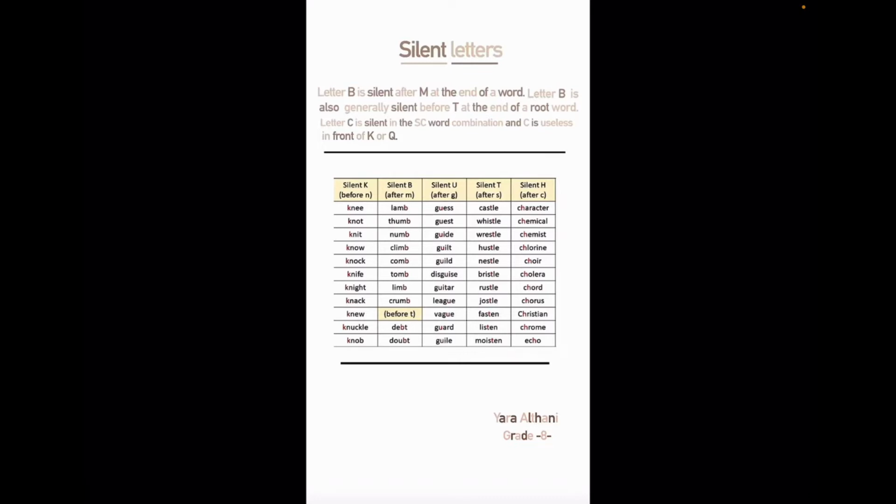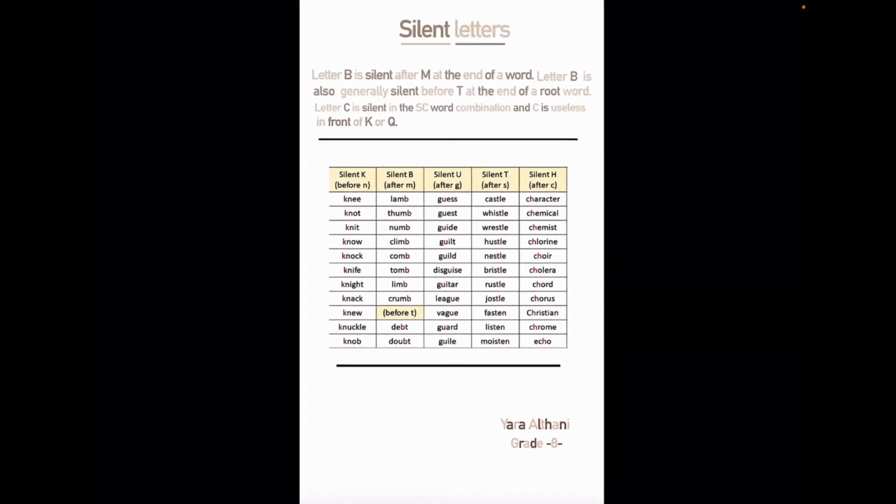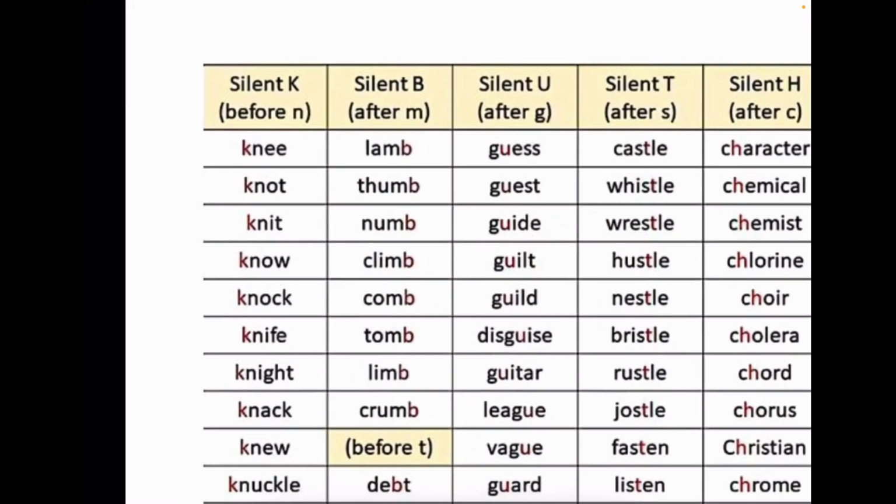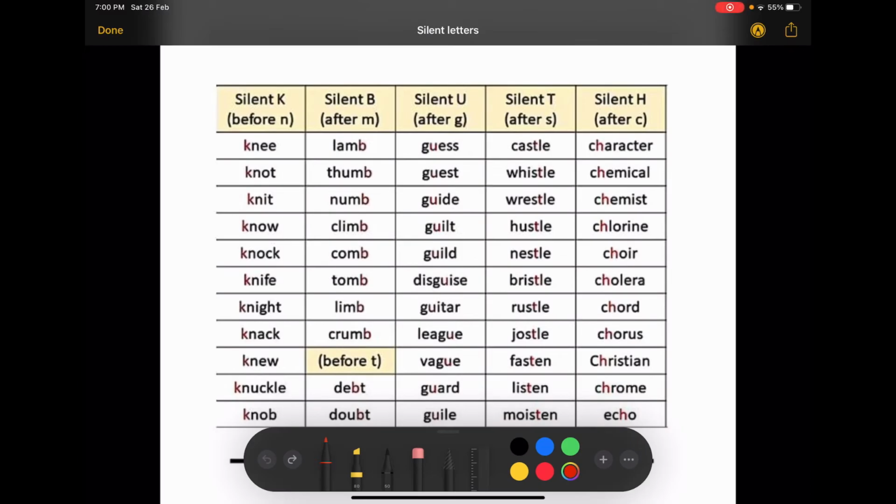Okay, so now I told you the three rules. I'm going to start with words that include a silent K. So let's start. Okay, so the first word we have here is knee, and you pronounce it as 'nee' and not 'k-nee' because the K is silent, so you pronounce it as N and double E.